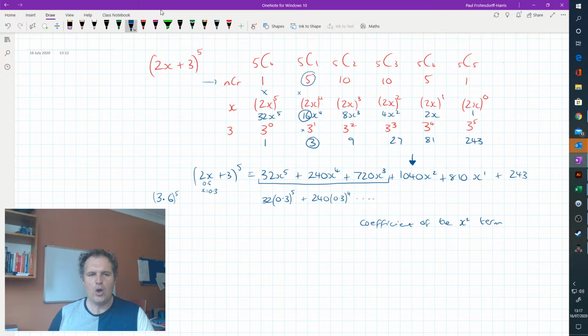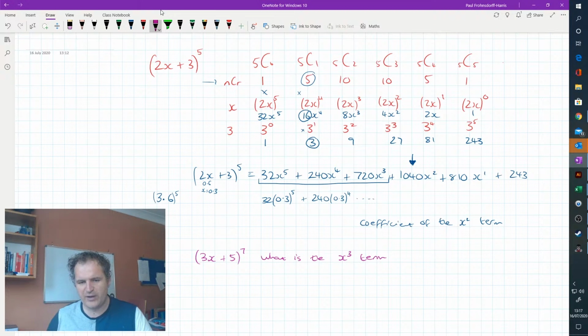So let's say we get an A-level question, it says, in 3x plus 5 to the power of 7, what is the x cubed term? We look at this and go, well, how do we get the x cubed term? We're going to need 7c something, then something that gives us the x. So it's going to be a power of 3x, and then a power of 5. The only way to get x cubed is 3x to the power 3, right?